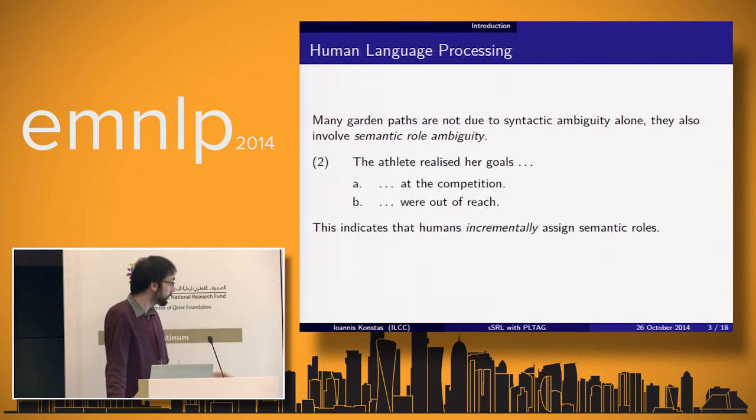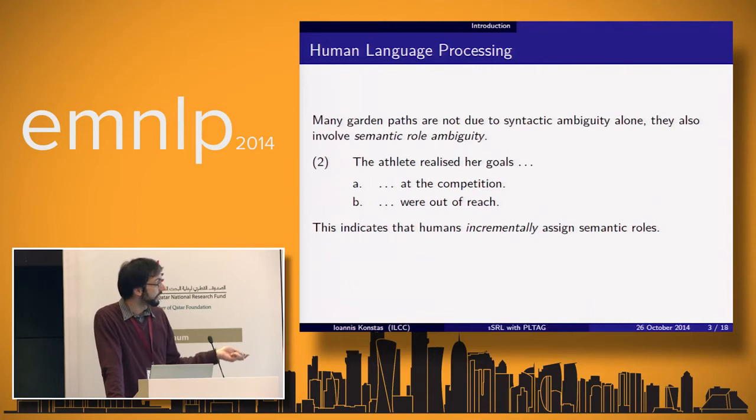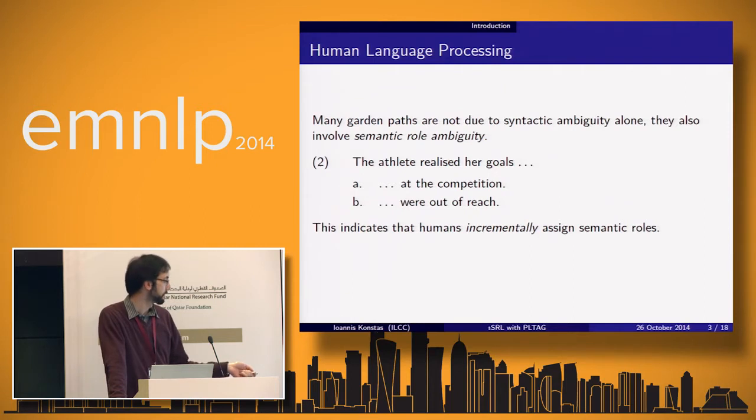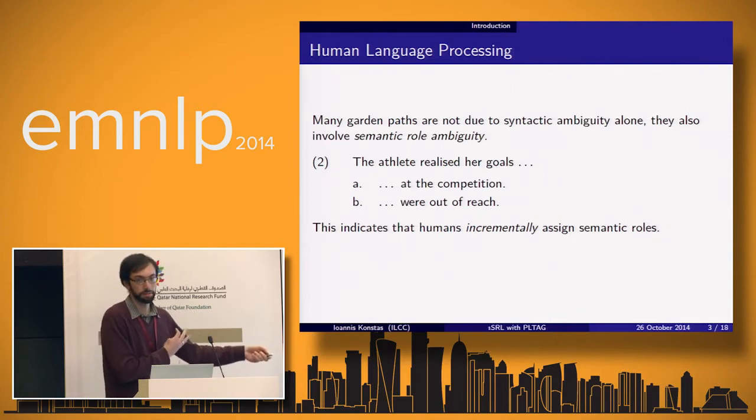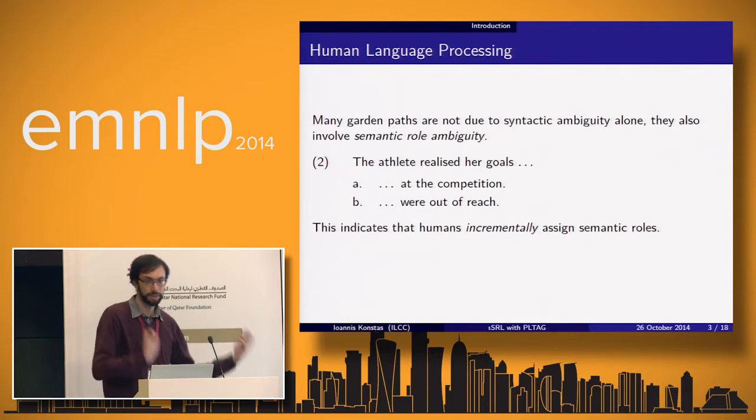So, for example, if you take this sentence, the athlete realized her goals, we might say that probably goals over here is the patient to this argument, so the athlete realized her goals at the competition, okay? Or maybe, the athlete realized her goals were out of reach, so now goals is an agent to this particular verb, and the whole S bar over here is like the patient to this predicate. So it's not just syntax that leads to this ambiguity as we parse, it's also semantic roles that get to change as well over here.